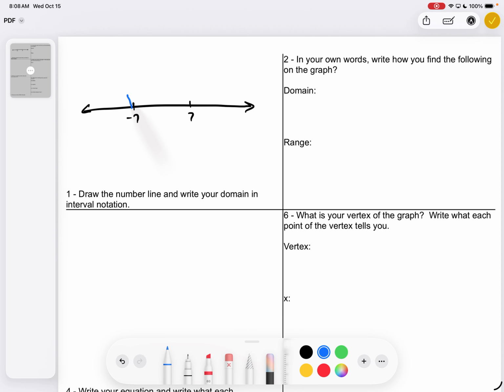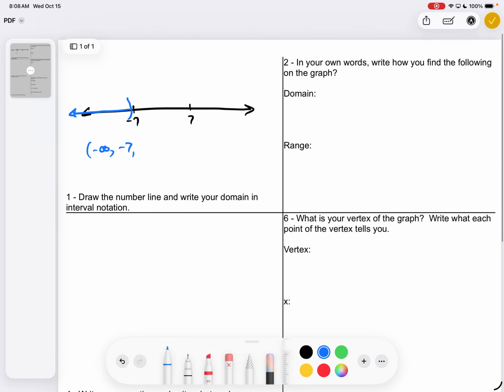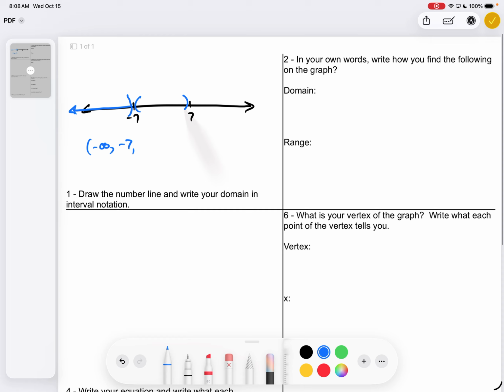What the actual domain is, is any number that x can be. So it could be any number less than -7. It could be anything between -7 and 7. You do the or symbol in between each of these. Or it could be anything greater than 7.